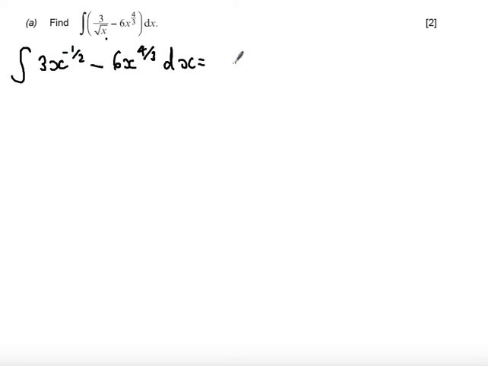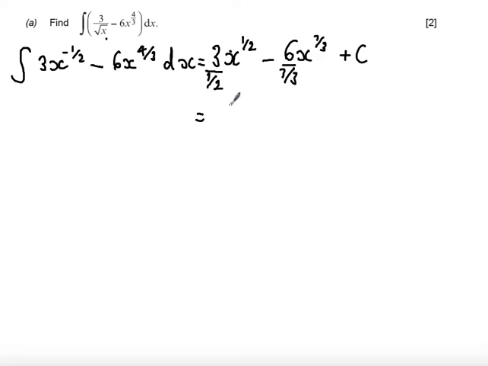So raising the power by 1, so we get 3x, add the denominator to the numerator, it gives me positive a half, so divide by my new power, which is a half, minus 6x, raise the power by 1, so add the denominator to the numerator, so I get 7 over 3, and divide by my new power, which is 7 over 3, plus c.